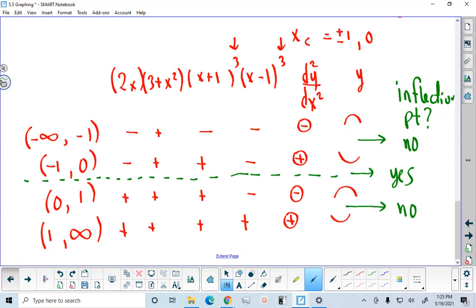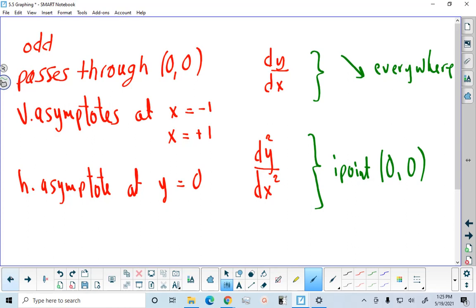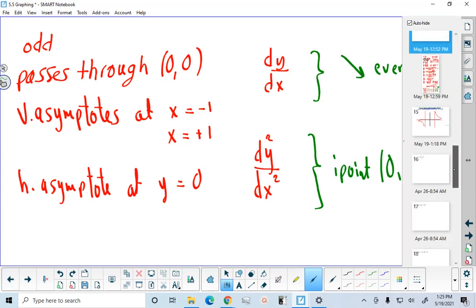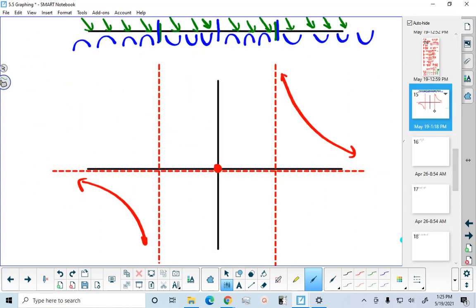And by the way, to find the y coordinate, you have to put 0 into the function, but we already know the function passes through the origin, so we know the y coordinate. Now, why did I get all off track there? It's because I wanted to discuss what's happening in the middle.